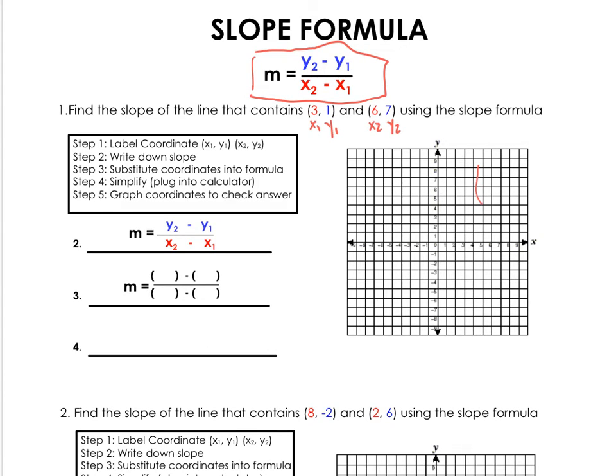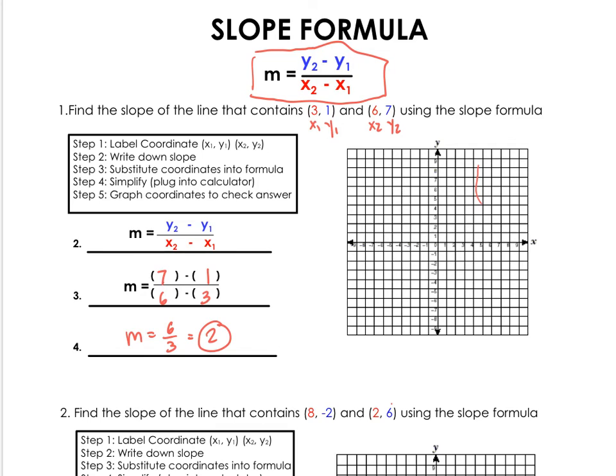Always keep the parentheses. So y2 is 7, y1 is 1. x2 is 6, x1 is 3. You do the top part, and we get 7 minus 1 is 6. 6 minus 3 is 3. And because we always reduce our fractions, we get 6 divided by 3 is 2. So our slope here is 2.